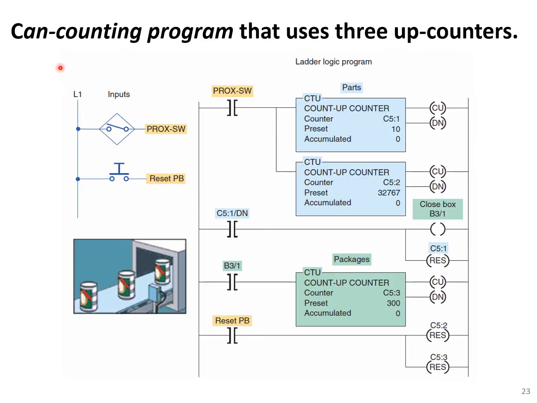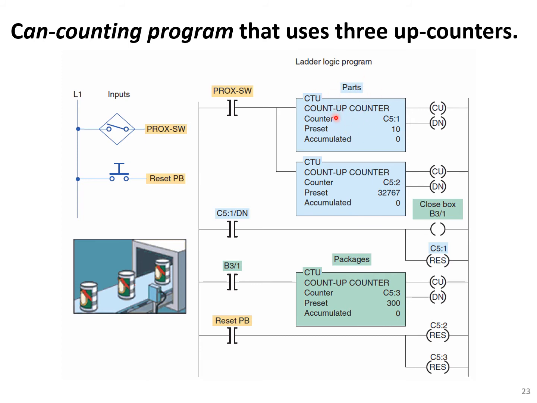Can counting program that uses 3 up counters. Here we have a conveyor with cans moving on it, and a proximity sensor that senses these cans and sends pulse signals to the counter. Here we have our inputs: a proximity sensor and a reset push button. The proximity sensor sends pulses to the counters.